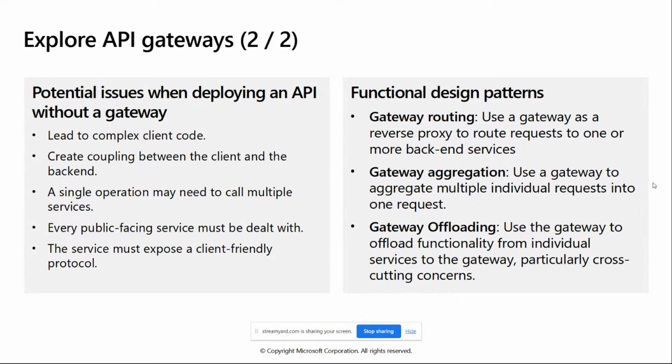And aggregation is like you will be aggregating multiple individual requests into a single request. And offloading is like you will be moving functionality from the individual service to the gateway, particularly cross-cutting concerns.